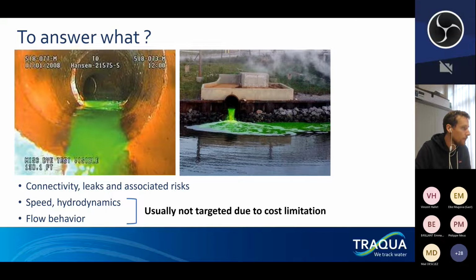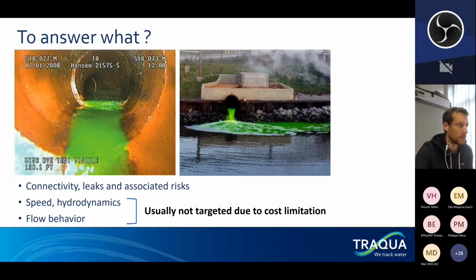And usually the flow behavior, the speed in those systems, the variability of hydrodynamic parameters is not especially targeted by the dye tracing experiment. And I think that the main reason is certainly the cost. I mean, the cost to overcome the challenge to address such questions regarding the benefit of the dye tracing result for a better understanding of the problematic.